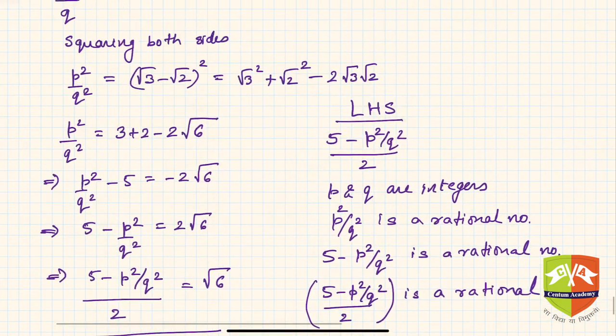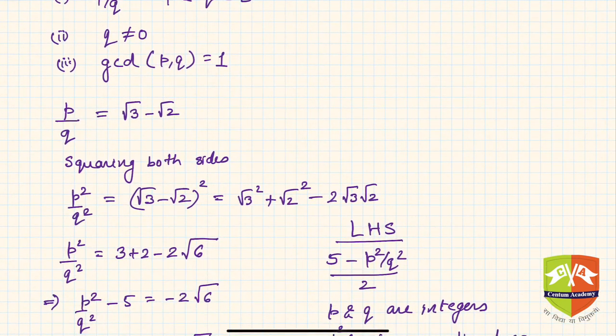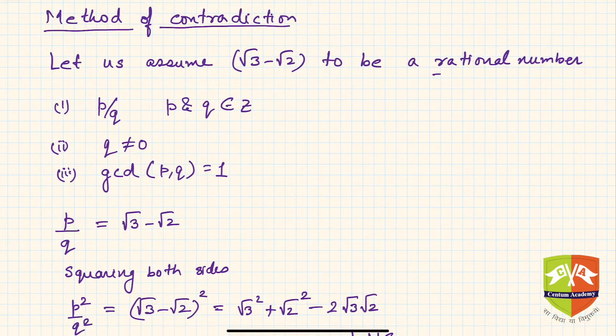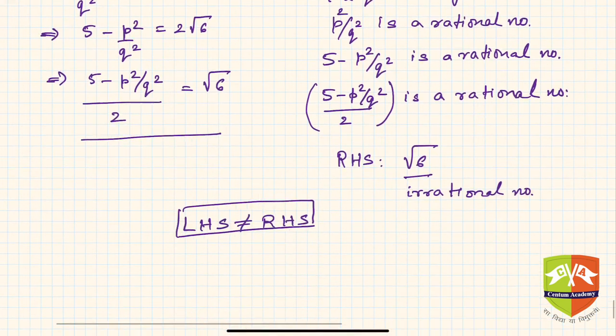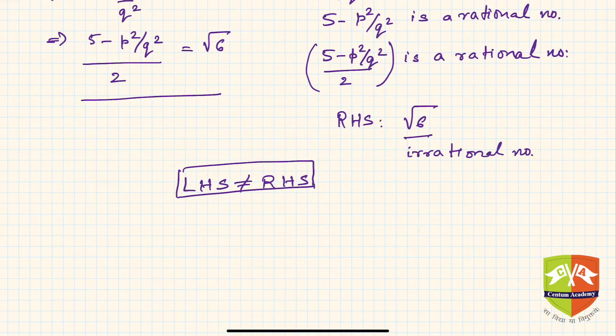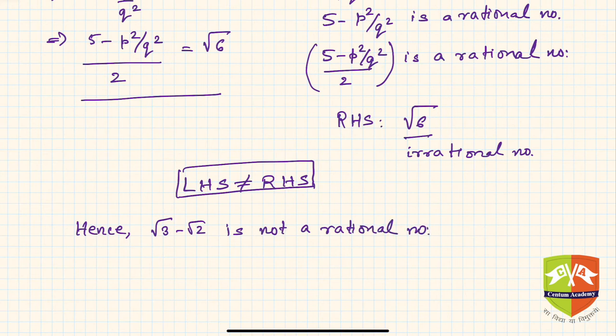What was our assertion? Root 3 minus root 2 is a rational number. That cannot be possible because it is leading to a result which is not valid. Right? This particular assumption led to the result that an irrational number is equal to a rational number. Hence we declare that root 3 minus root 2 is not a rational number. And if something is not a rational number and it is real, then root 3 minus root 2 is an irrational number, guys.